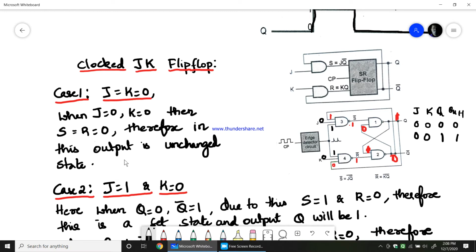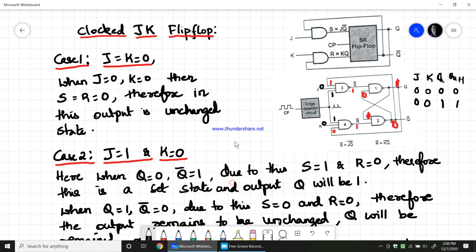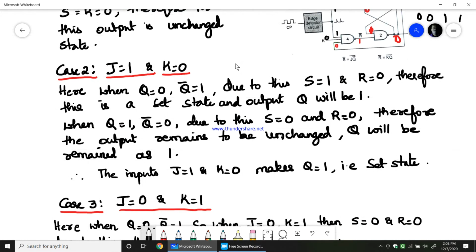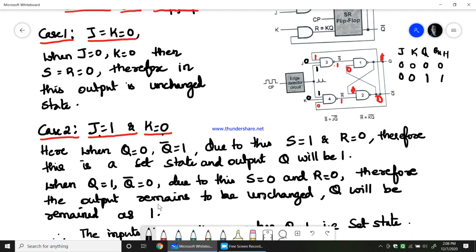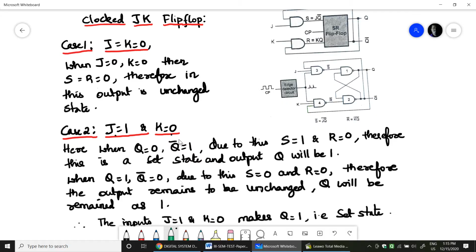Okay. Now in case 2, when J equals 1 and K equals 0, so here let us put J equals 1 and K equals 0.